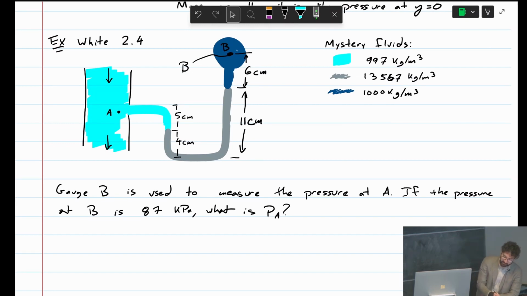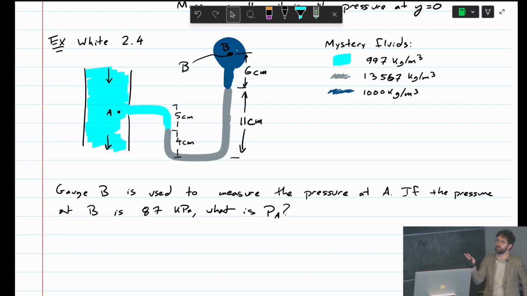So we know basically the pressure at point B, and we need to determine the pressure at point A. We know the pressure at point B by some sort of gauge measurement, so you can assume it is going to be a gauge pressure. Any questions on the problem statement?